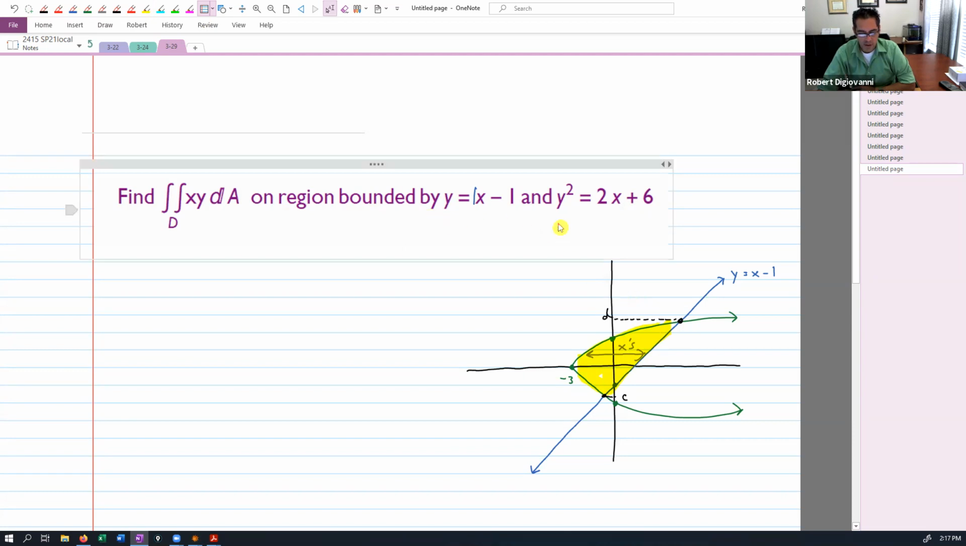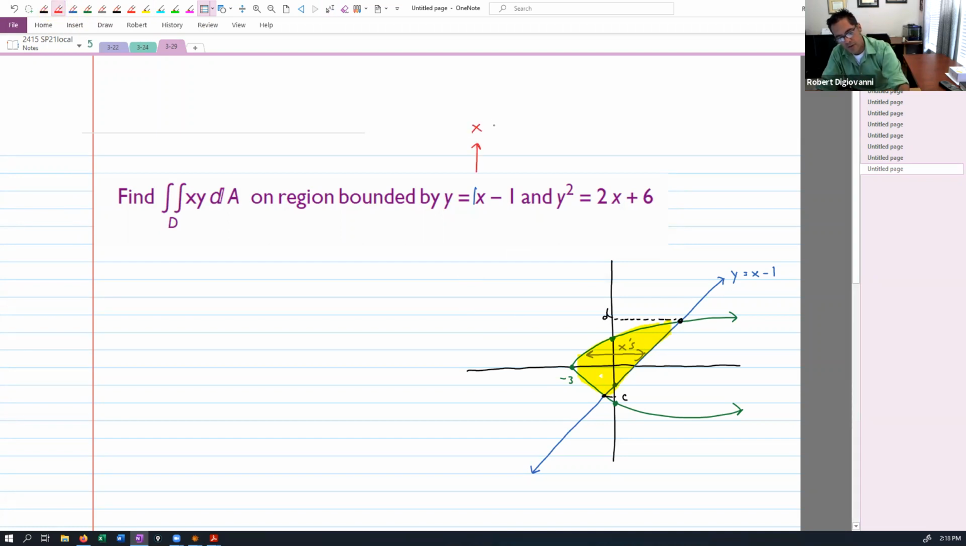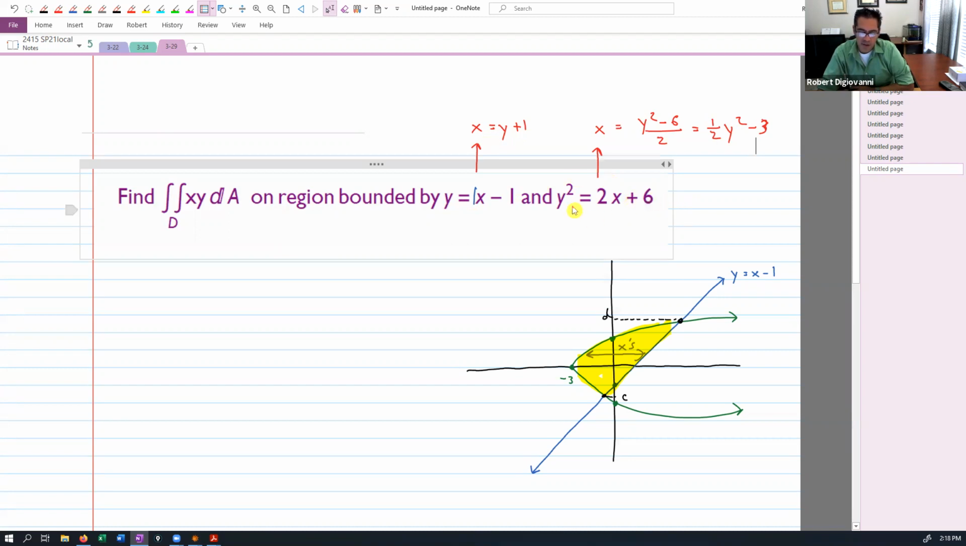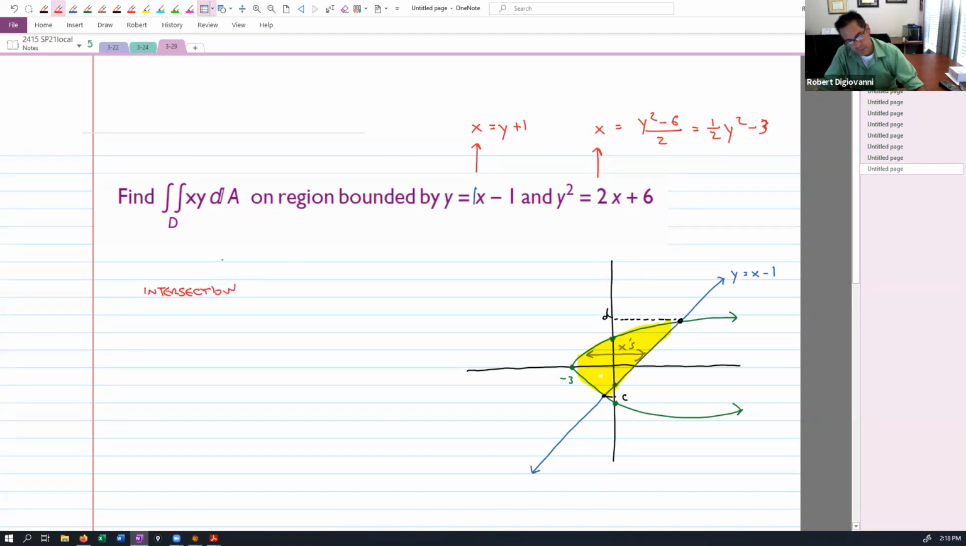Why don't we get our intersection? How do we do that? How about we solve this for x and solve this for x? So here I just added 1 to both sides. Here I moved the 6 over, subtracted 6 and divided by 2. Now that they're both solved for x, I can set them equal to one another. So to find the intersection, I set y plus 1 equal to 1/2 y squared minus 3.